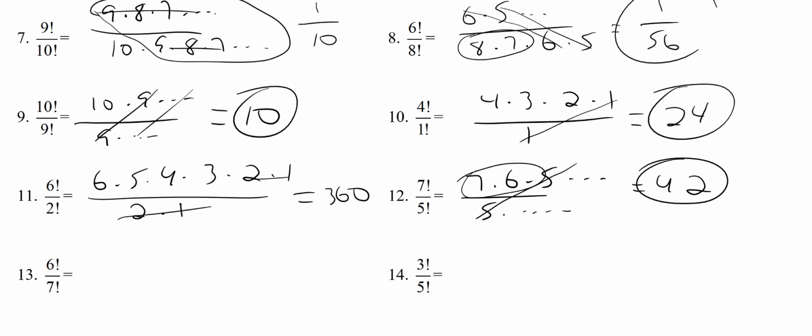Okay, the 6, now notice the number's bigger on the bottom. That means you're going to have a fraction. So 6 times 5 keeps going, right? And 7 times 6 times 5 keeps going. So this cancels. Your answer is 1/7.